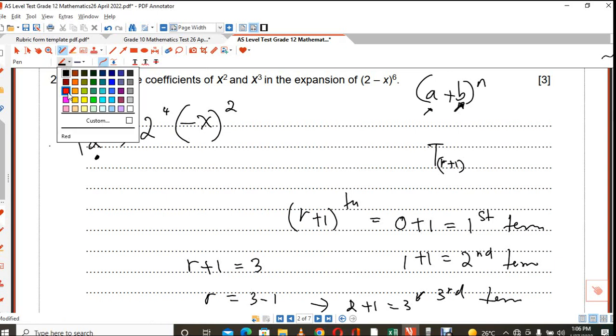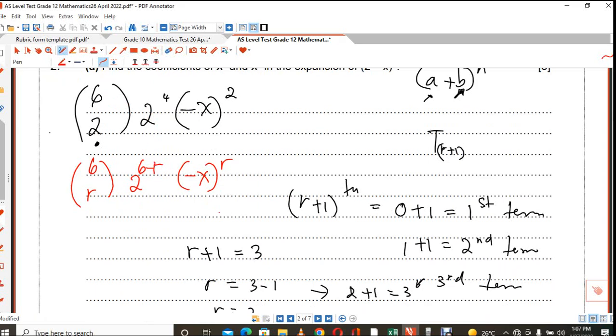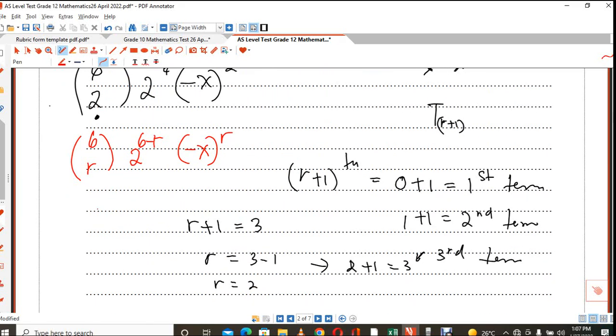Now, suppose you didn't do that. Suppose you say, okay, 6 choose r, because you don't know. You go (-x) to the power r, you follow? And this is obviously my 2, which will be r minus 1. And then you know you are 6 minus r. What did I write? Okay, so that's 6 minus r.